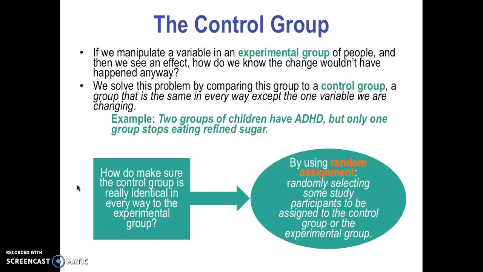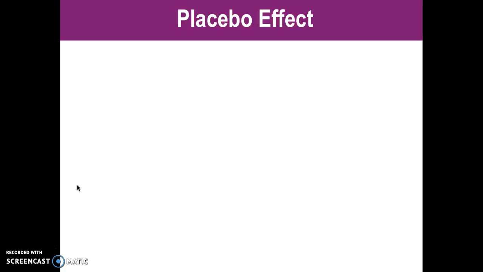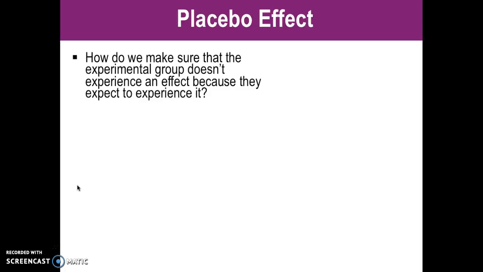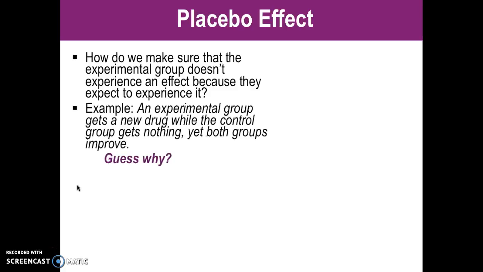All right, boom. Now, there is also something called the placebo effect, all right? So how do we make sure that the experimental group is not experiencing the effect because they expect to experience it? Such as, here's the example. An experimental group gets a new drug while the control group gets nothing, yet both groups improve. Why is this?